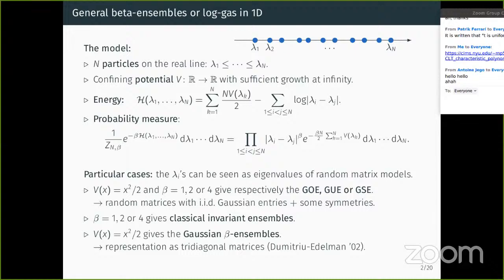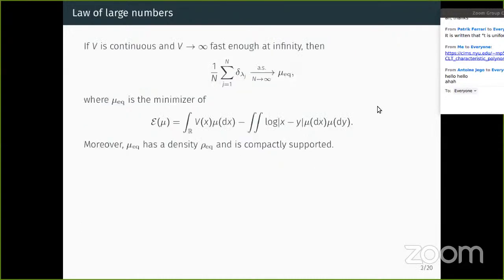Okay, so this is the model we're looking at. And for this model, the first thing we can say is that there is a law of large numbers. If you look at the empirical measure, then it converges to some equilibrium measure.